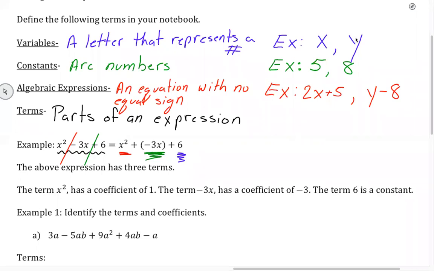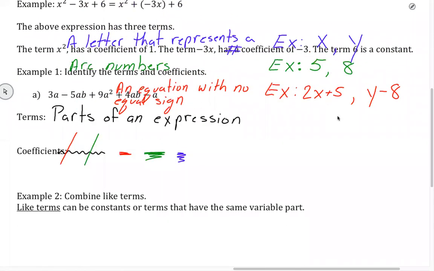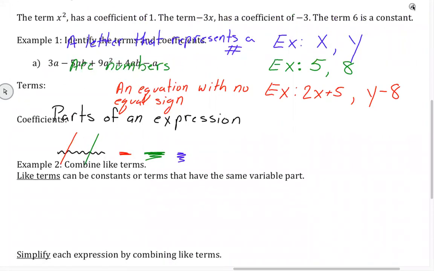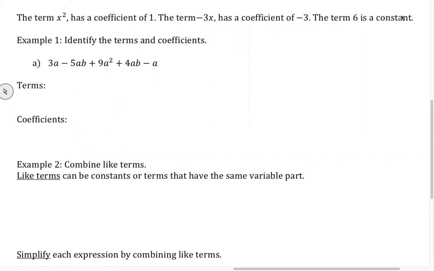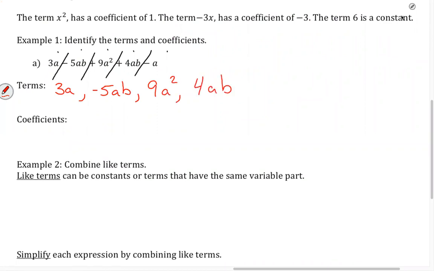So down here in example 1, we're going to go through it with me leading it, and you guys just follow along. I need to figure out what are the terms of this expression. At every minus sign or plus sign, I'm going to draw my slash. It divided it up into 1, 2, 3, 4, 5 parts. The 5 terms are 3a, negative 5ab, 9a squared, 4ab, and negative a. Notice I don't write the plus for positive, but I do write the negative when it is negative.